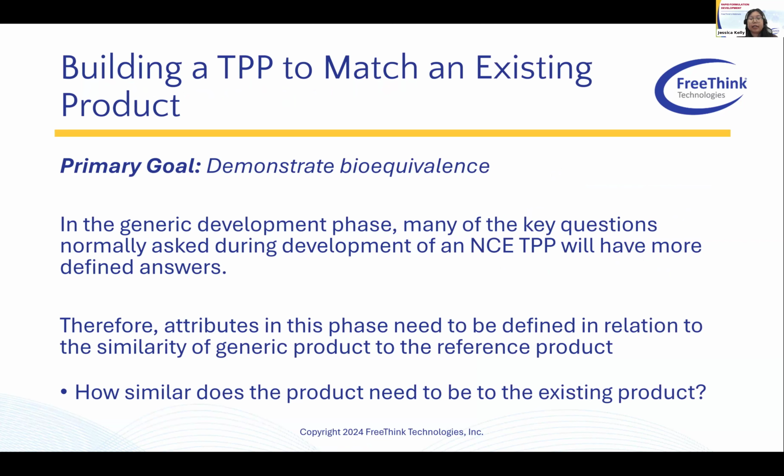Okay. So next, let's take a look at how to build a target product profile for a generic product and the key differences in strategies between how you might build a TPP for a generic product versus a TPP for a new chemical entity.